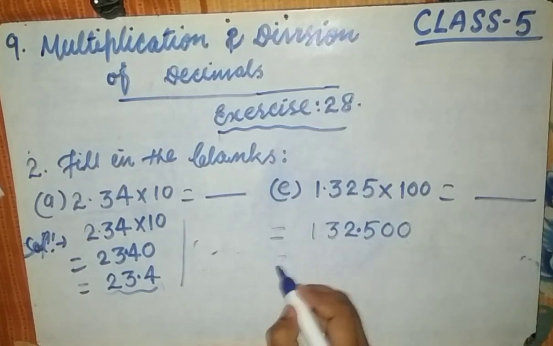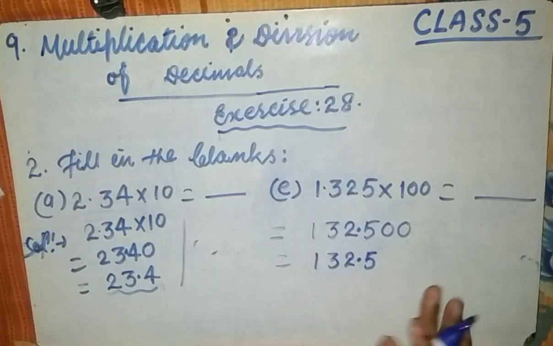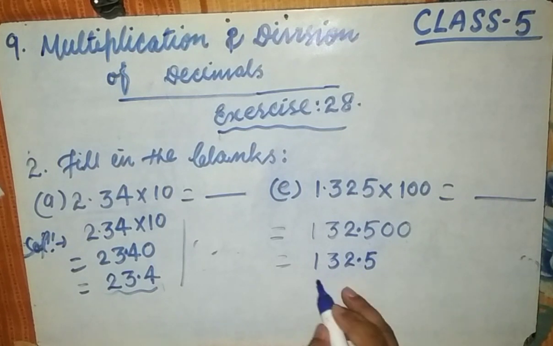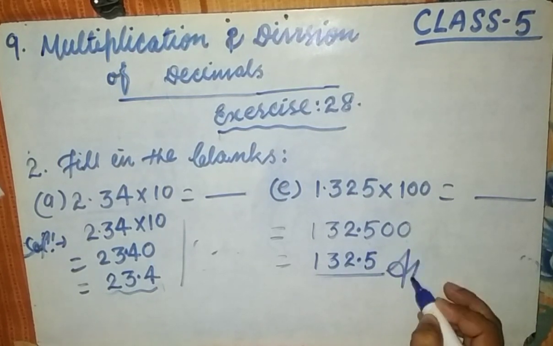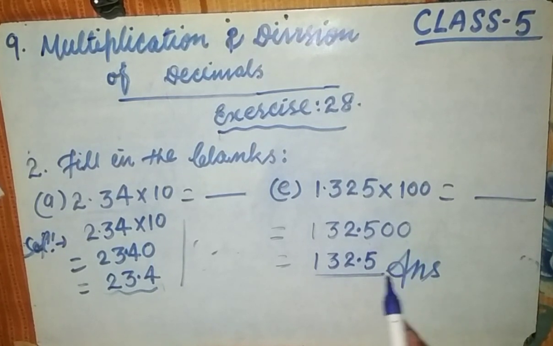Okay, now this could be written 132 decimal 5, because there is no effect whether we write the 0 or not. Okay, this is your answer. We can remove this 2 times 0 or 1 times 0, it doesn't matter because the value cannot be changed.